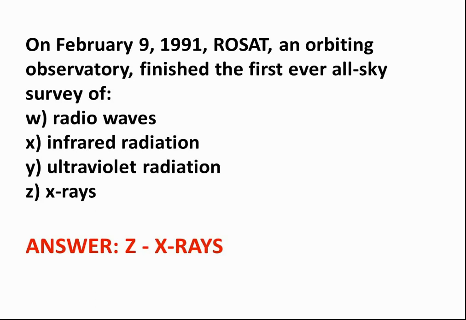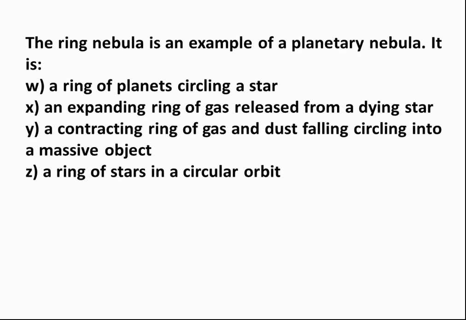Answer: Z. X-rays. The Ring Nebula is an example of a planetary nebula. It is W. A ring of planets circling a star. X. An expanding ring of gas released from a dying star. Y. A contracting ring of gas and dust falling circling into a massive object. Z. A ring of stars in a circular orbit.